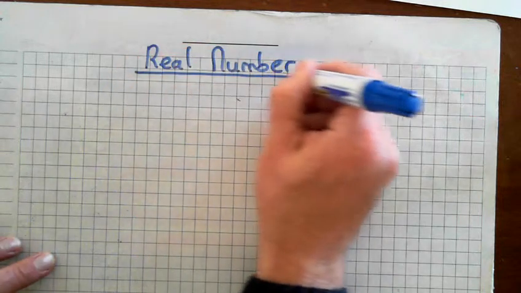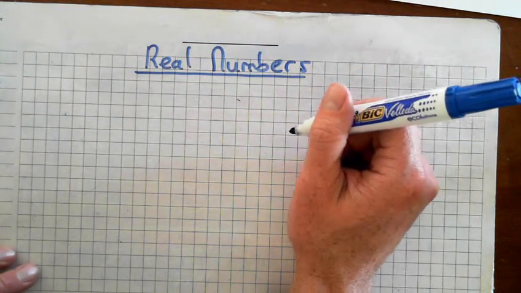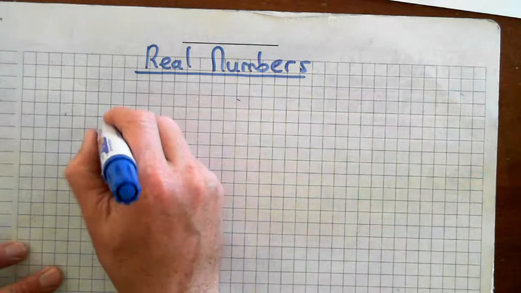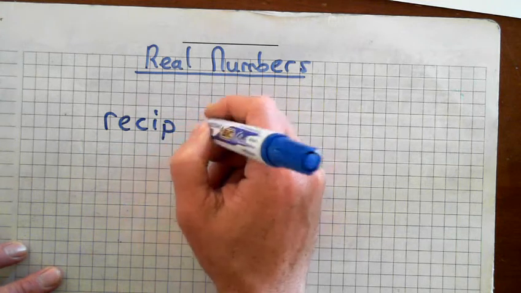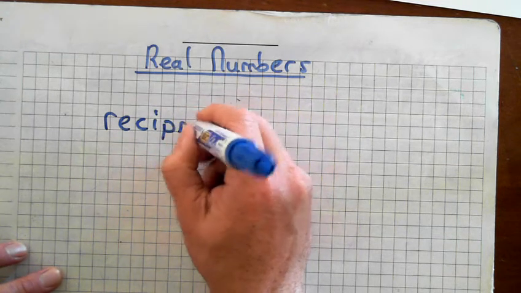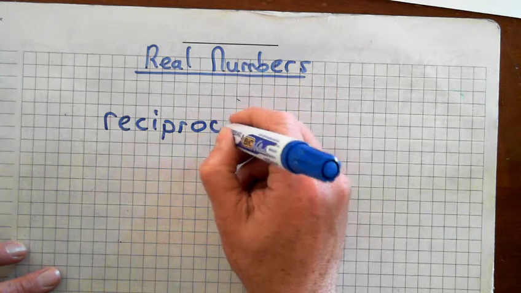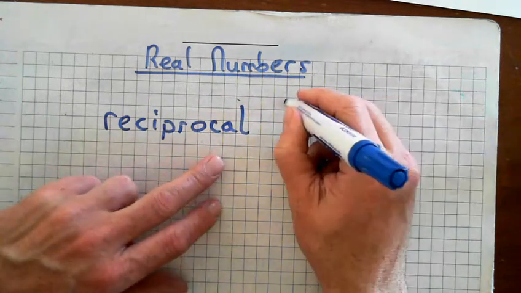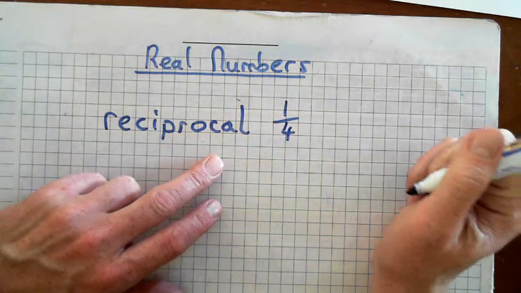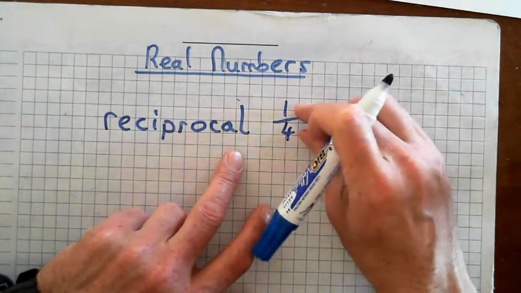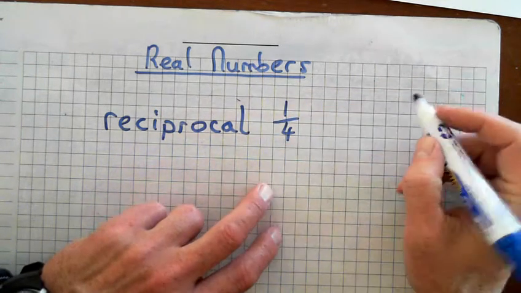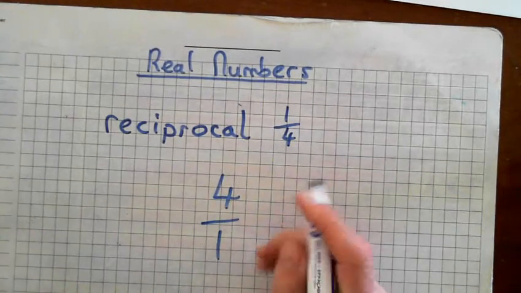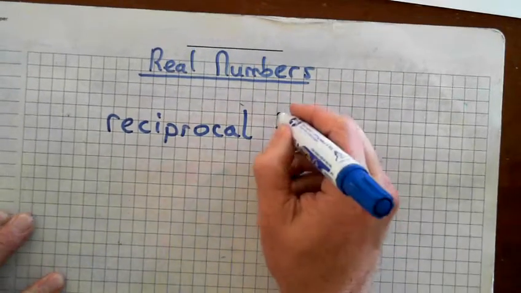Okay, so real numbers. We're going to do multiplication, addition and division. So first of all, looking up, what is the reciprocal of 1 over 4? Reciprocal means take the fraction and turn it upside down. So the reciprocal of 1 over 4 is 4 over 1. What's the reciprocal of 3 over 4?